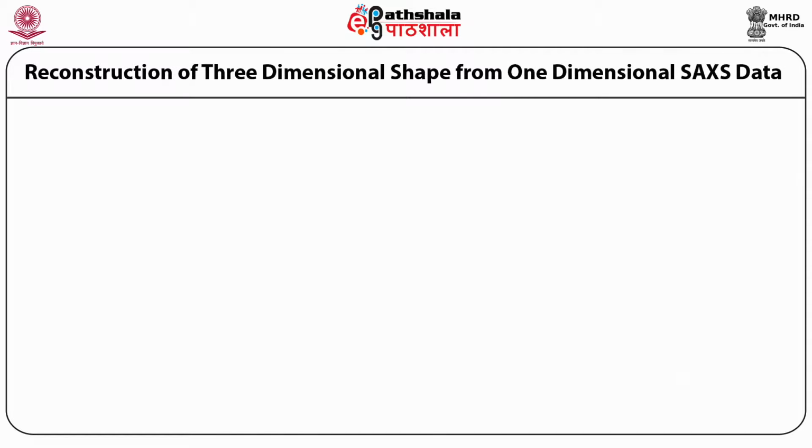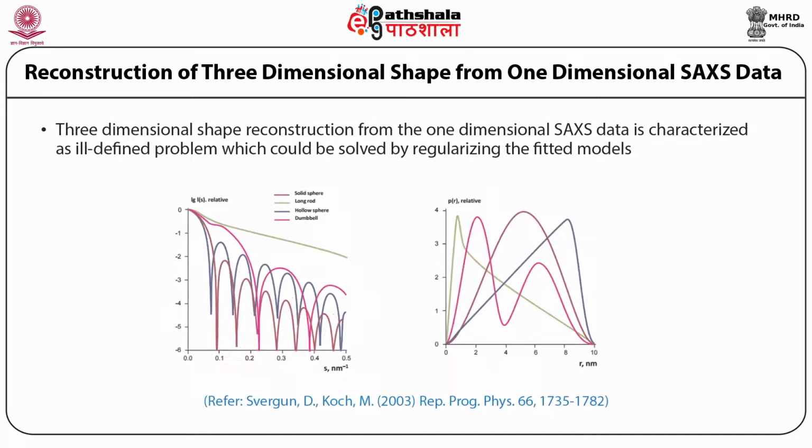Reconstruction of three-dimensional shape from the one-dimensional small angle X-ray scattering data is an important and very crucial task. Three-dimensional shape reconstruction from the one-dimensional data is characterized as an ill-defined problem, which could be solved only by regularizing the fitted models. Based on how the model fits the shape of the molecule, whether pear shaped, rod shaped or dumbbell shaped, one can distinguish based on how well the data is fitted or reconstructed.